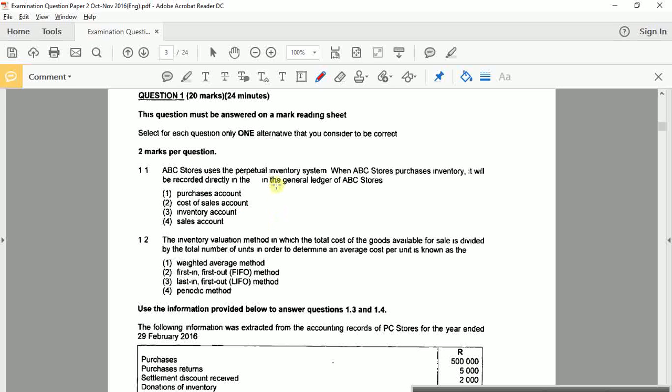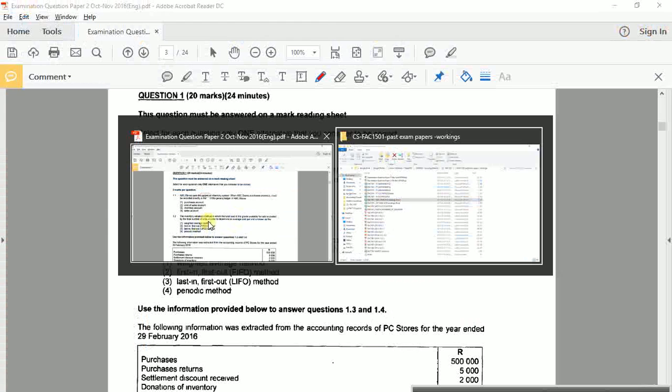ABC Stores uses the perpetual system. When ABC Stores purchases inventory, it will be recorded directly into which journal? They're using perpetual. So where would you put this? The inventory account. Yes. Because inventory is what you refer to stock or purchases when you've got perpetual. That's all. Simple, easy, 1.3.